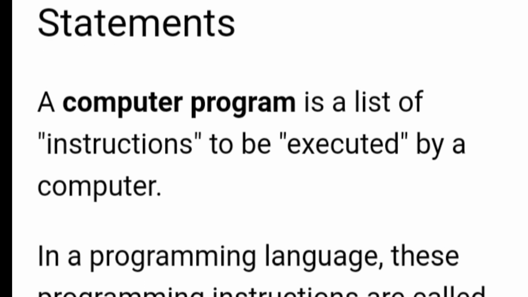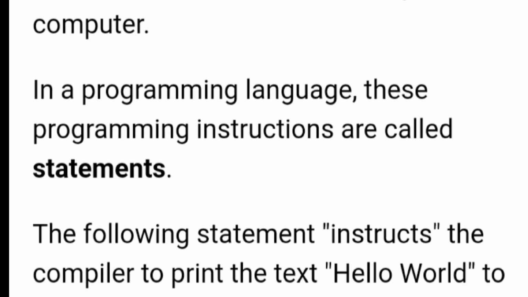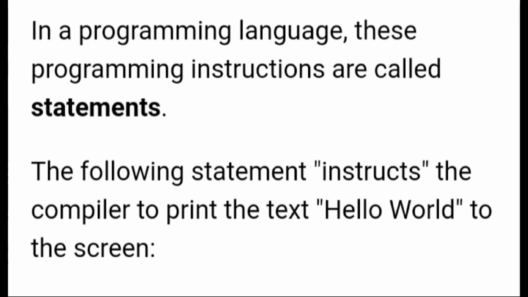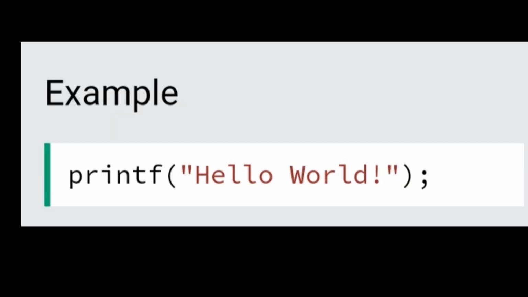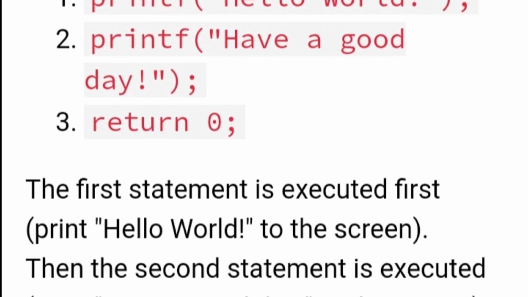Statements. A computer program is a list of instructions to be executed by a computer. In a programming language, these programming instructions are called statements. The following statement instructs the compiler to print the text Hello World to the screen. Example: printf("Hello World"). The output is Hello World. More examples for statements: printf Hello World, printf Have a good day, return 0.